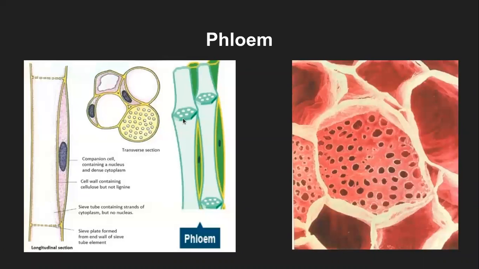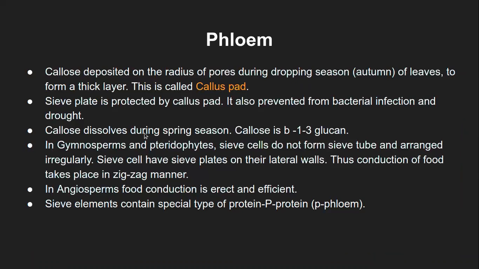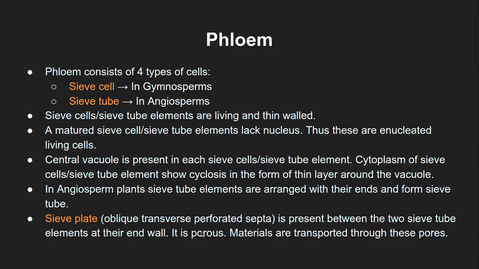Now, what you see here, this part is nothing but the sieve, which is perforated. That means it has certain holes or pores. It is porous and materials are transported through these pores. That is a very obvious statement.